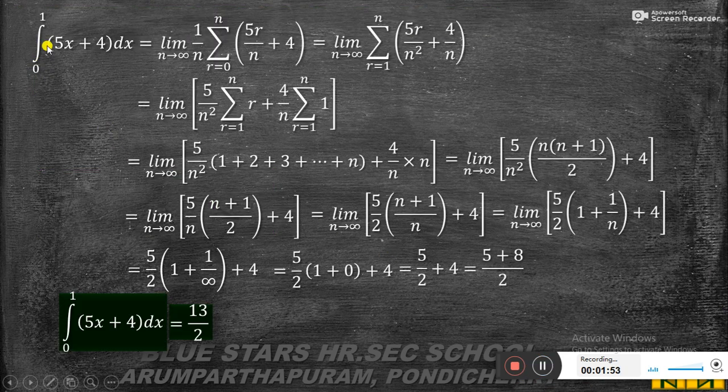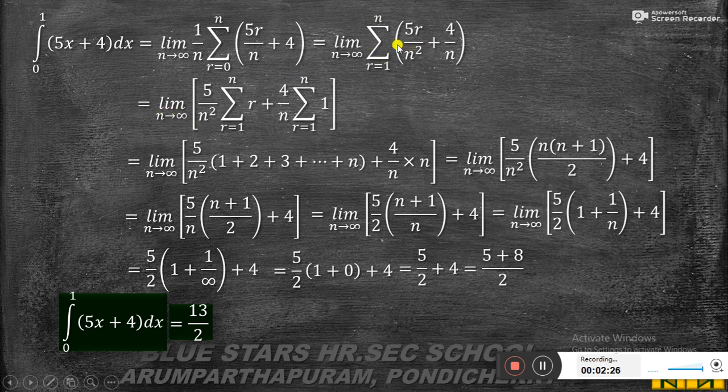Next step, integral 0 to 1 of (5x plus 4) dx equals limit n tends to infinity 1 by n summation. Both sides, here I apply the formula: limit n tends to infinity 1 by n summation r equal to 1 to n of (5r by n plus 4). So the next step, limit n tends to infinity 1 by n, I multiply in the factor, so I write summation r equal to 1 to n of 5r by n square plus 4 by n.